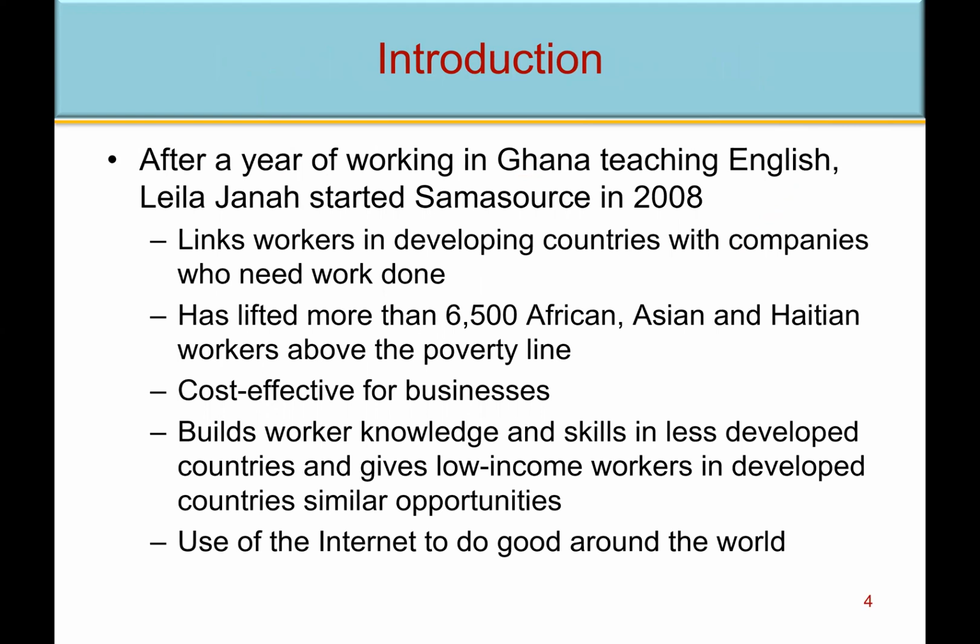So after a year of working in Ghana teaching English, Leila Jana started Somersaults in 2008, a company. It links workers in developing countries with companies who need work done. It has lifted more than 6,500 African, ASEAN, and Haitian workers above the poverty line. So it is cost effective for businesses, builds workers' knowledge and skills in less developed countries, and gives low-income workers in developed countries similar opportunities. So this is the use of the internet to do good around the world.